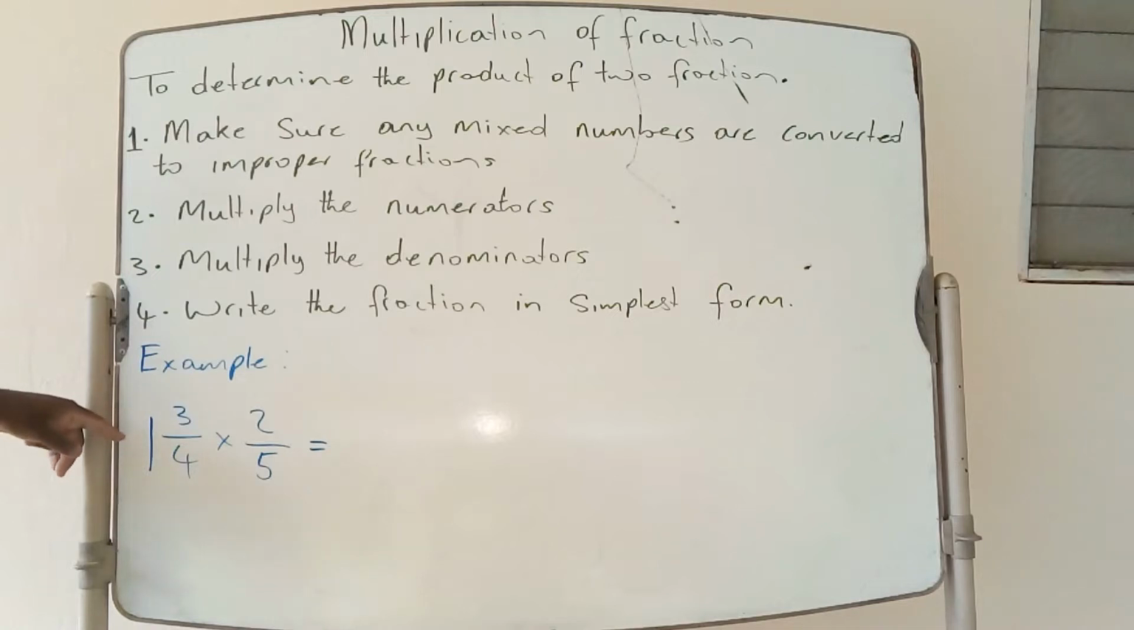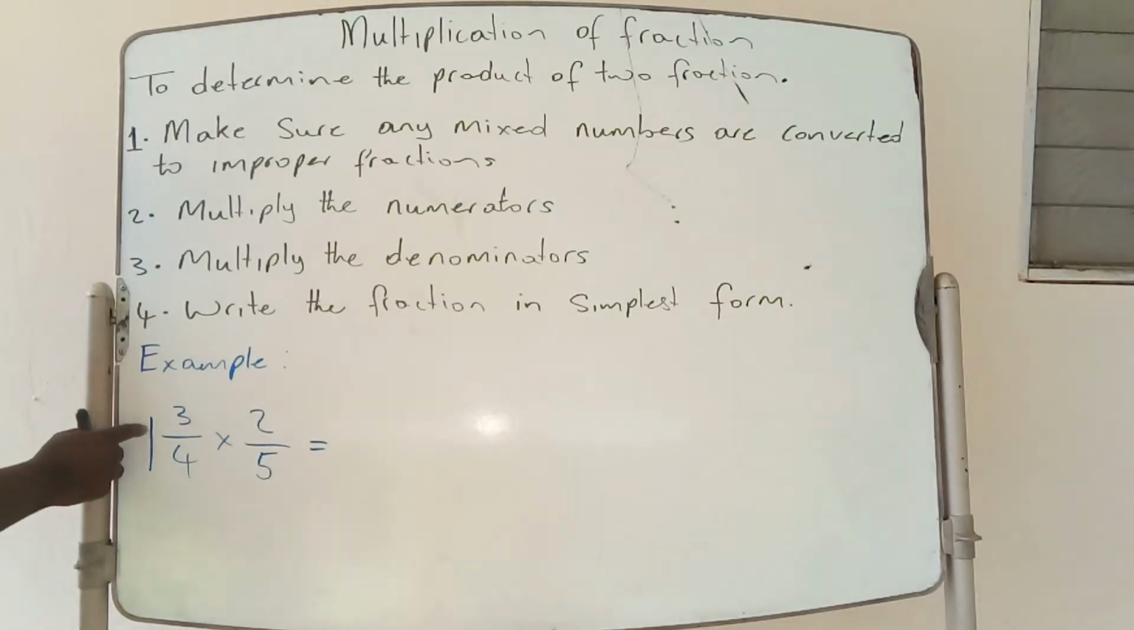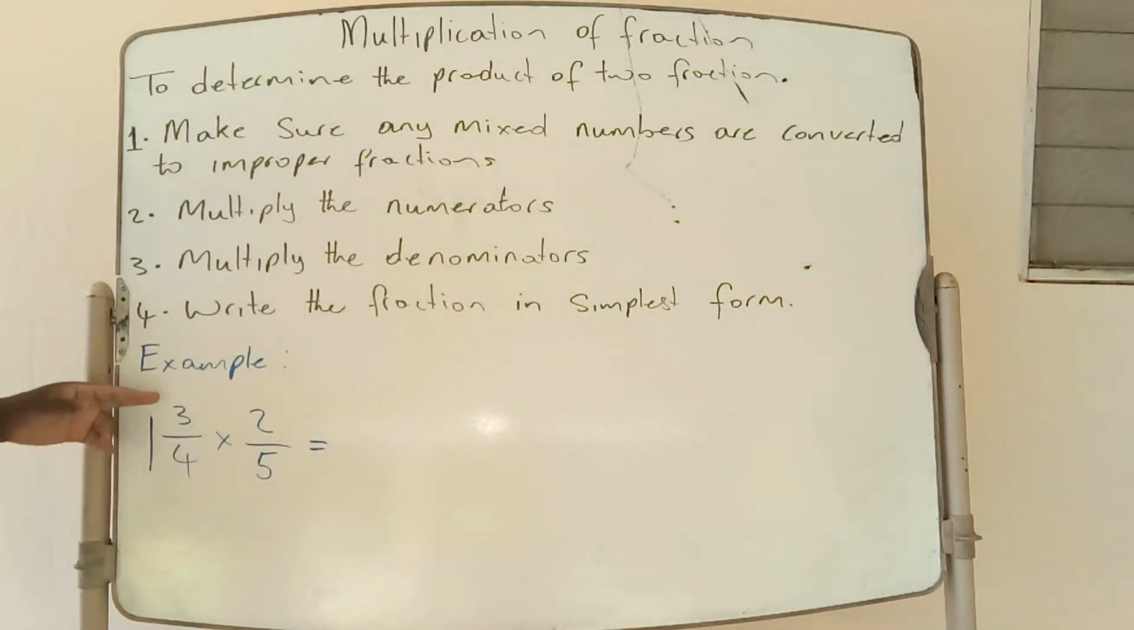Example, here on the board I have these two fractions multiplying each other. One is a mixed number, so this is 1 3/4 times 2/5. Now remember, step 1 says make sure any mixed numbers are converted to improper fractions. So how do you convert this mixed number to an improper fraction?